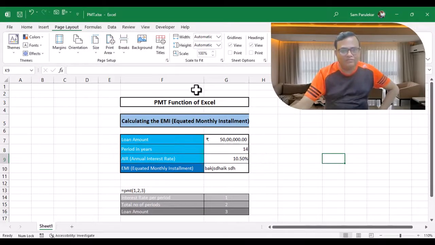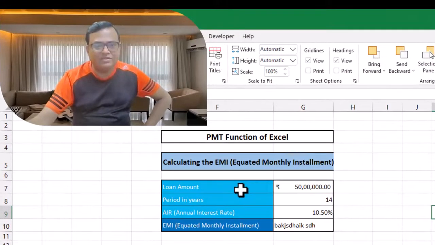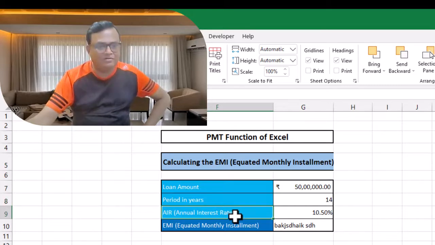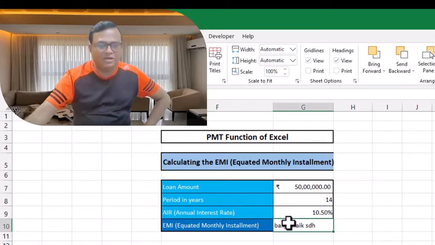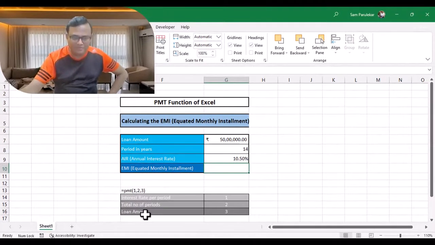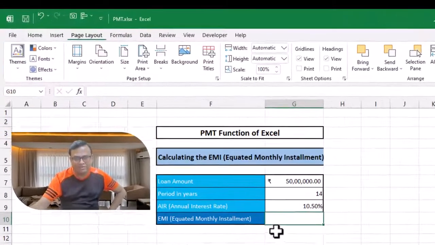So here I have the file in which you can see that there are fields like loan amount, period in years, annual interest rate, and we want to calculate the EMI. In order to calculate the EMI, Excel provides a function which is called PMT. And this function comes with 3 parameters. Let me show you what these 3 parameters are.